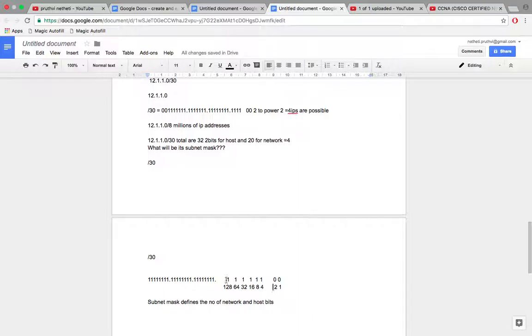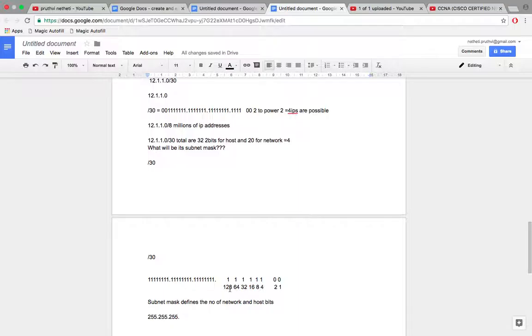Now add all this. See, what will be the subnet mask for /30? First octet is all ones, full, that is 255. Second octet all full, 255. Third octet all full, 255. Come to this octet. 1, 2, 3, 4, 5, 6. Only 6 bits are filled.